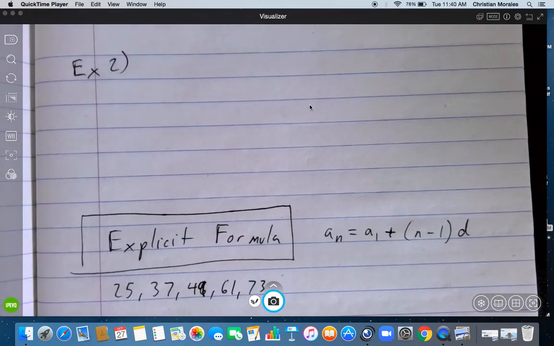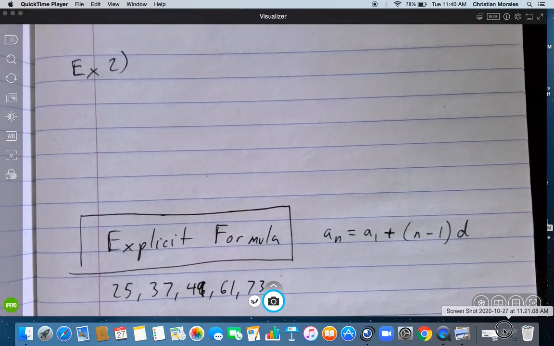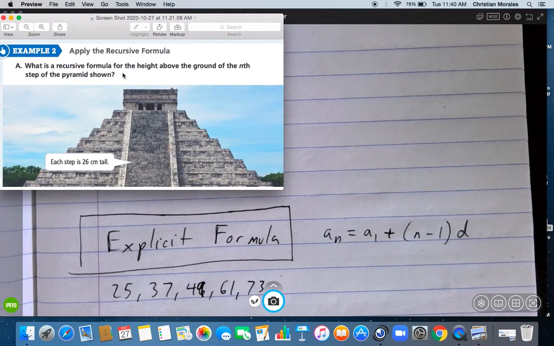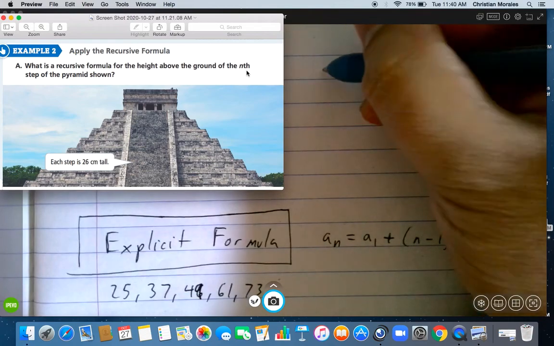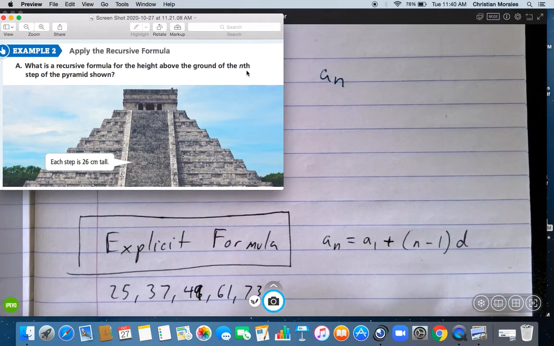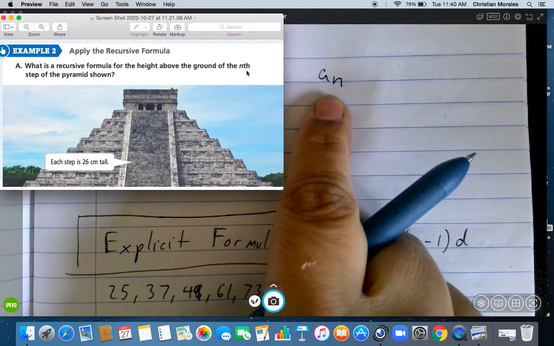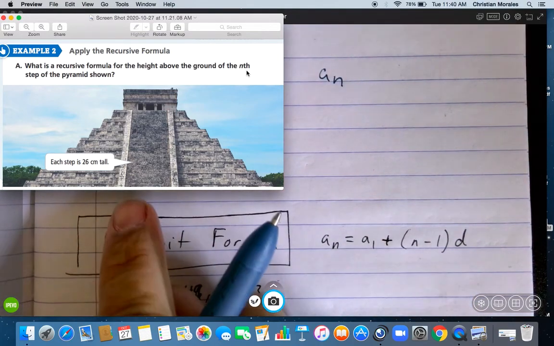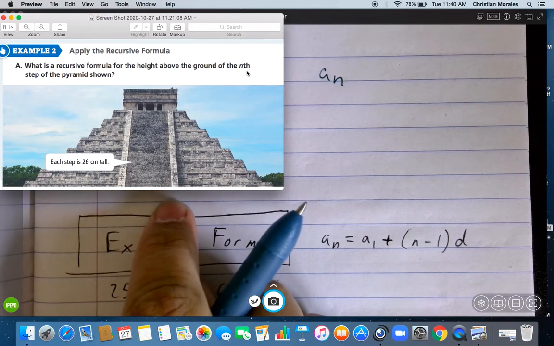Example number 2. So let me pull up the picture for this. Example number 2 is asking what is a recursive formula for the height above the ground for the nth step of the pyramid shown. So nth step just basically means you're writing this for the nth step, the unknown step. It's your variable. Okay, so what information do they give us? Each step is 26 centimeters tall.